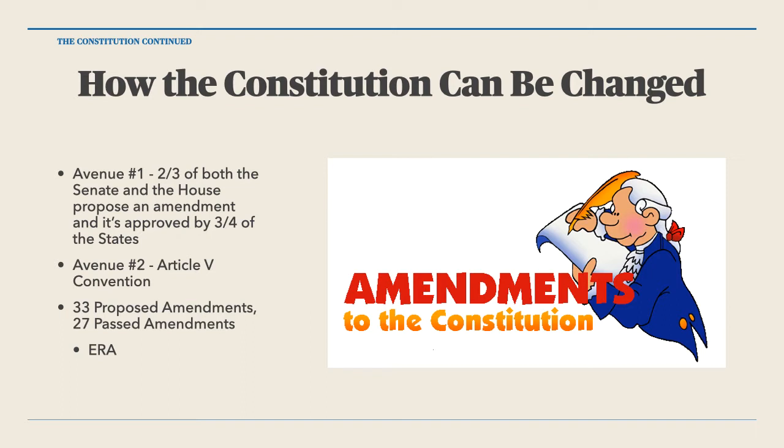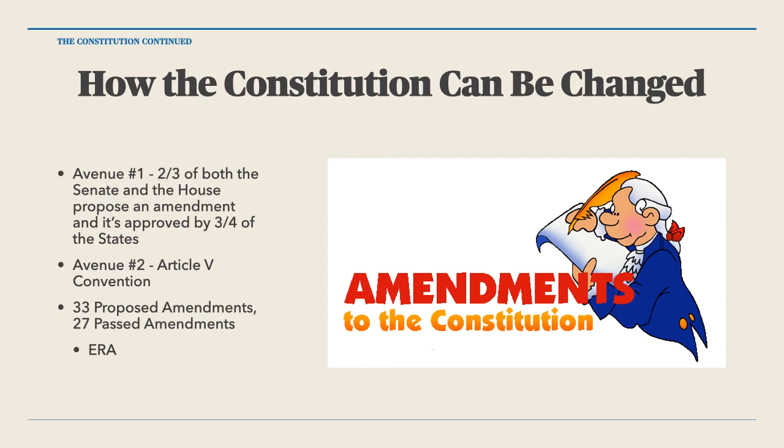We can also have what's called an Article 5 convention. Article 5 says that the states can call a constitutional convention where they sit down and look at an amendment or multiple amendments. I'm not going to deep dive into that. If you're real interested, you can look up Article 5 conventions, and there's some different legal wrangling on what they think would be fair and what they think wouldn't be fair, but probably more depth than we want to get into here.